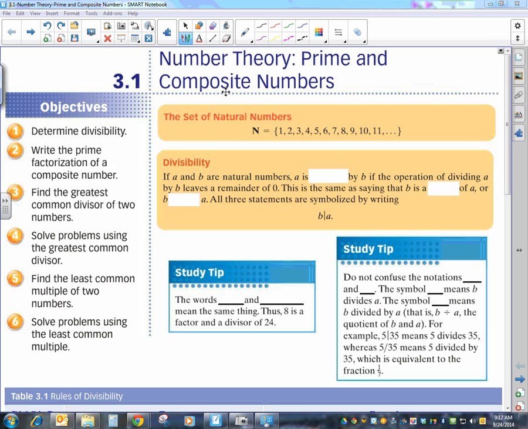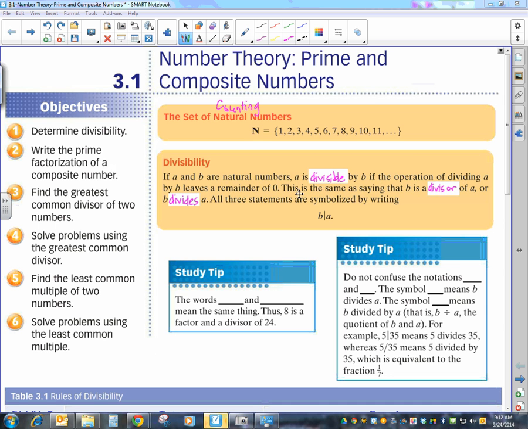Natural numbers, also referred to as counting numbers. Okay, one all the way up as high as you can count, which we usually refer to as infinity. Okay, we have to talk about divisibility. So the three ways that you need to realize that this can be said is A is divisible by B. B is a divisor of A, or B divides A.